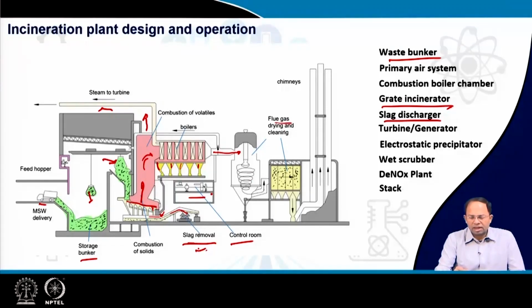So this is the flue gas drying and cleaning system. This could be the electrostatic precipitator. Then these are the wet scrubbers, where the gas goes through different processes and gets cleaned. Finally, there is a denox plant where the nitrogen oxides are taken out, and finally this is the stack, or the chimney, through which the gases are let out into the atmosphere. So this is how the overall system looks.